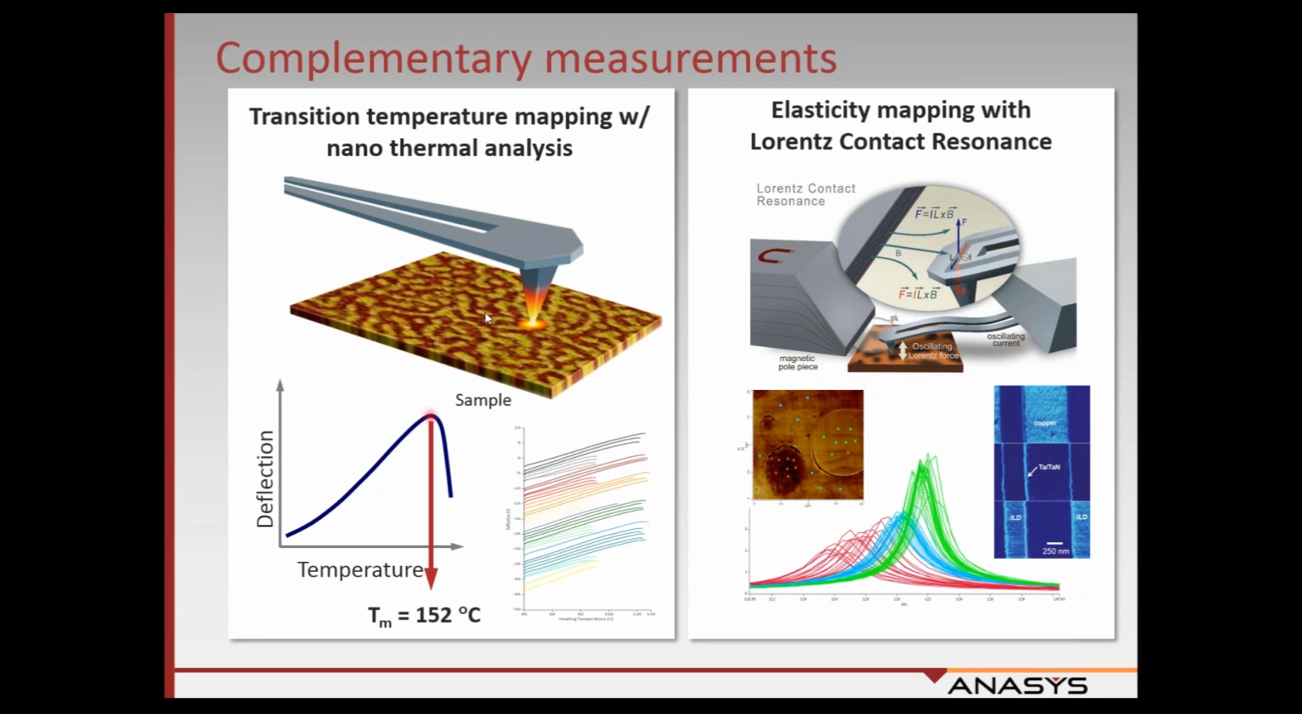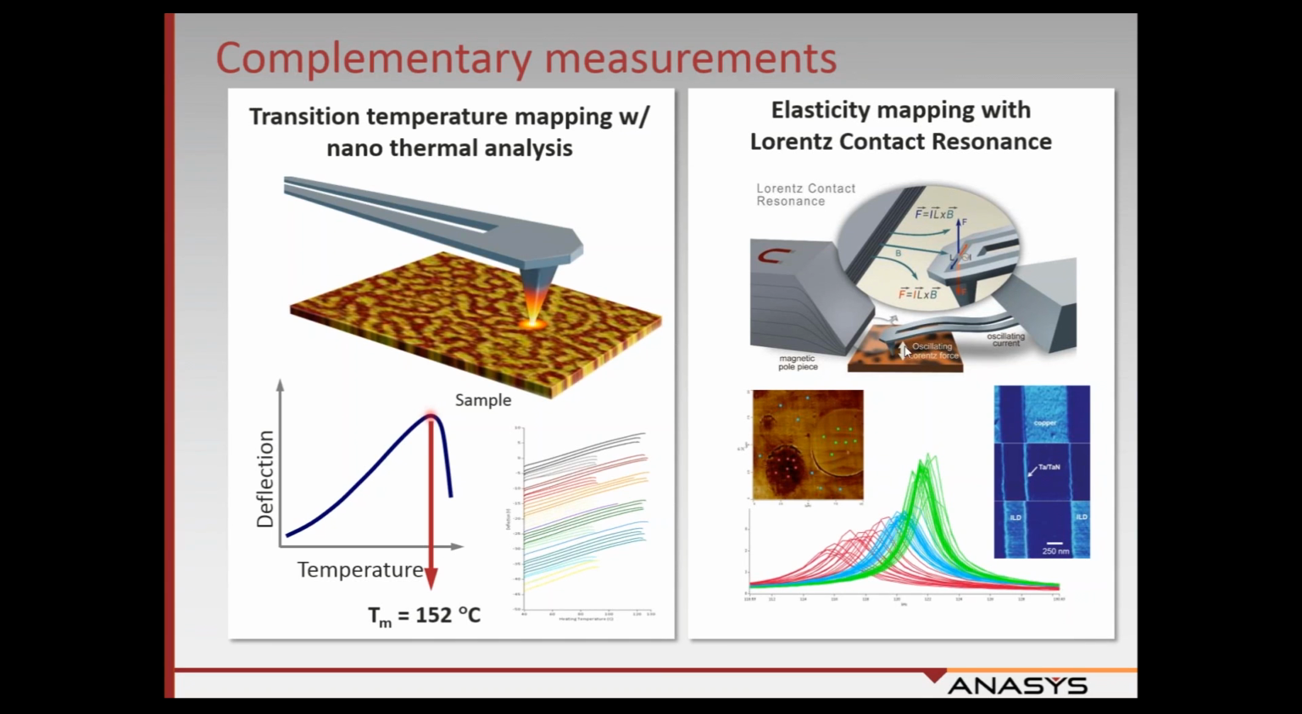In addition, we can collect an array and do something called transition temperature mapping, in which we make a map across the surface of the variation in transition temperature. We can also make use of this probe to do a technique called Lorentz contact resonance. We use this same thermal probe and flow current through it in the presence of a magnetic field, and due to the Lorentz force this causes an induced force at the end of the cantilever, which allows us to monitor the contact resonance of the AFM cantilever as we scan across the surface of the sample.